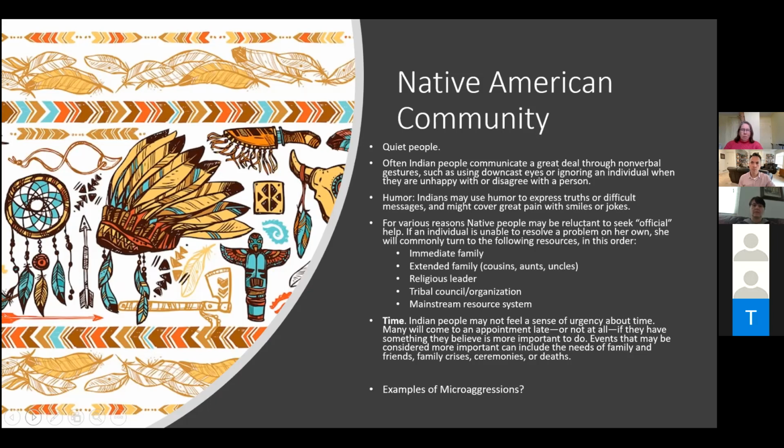Timing. Now, I haven't really talked about time, their perception of time, for any of these, but for this culture, they may not feel a sense of urgency about time. So they may come to their appointments late or not at all. If they have something they believe is more important, like a family issue or something going on with their friends, they won't come to the meeting or the appointment at all.